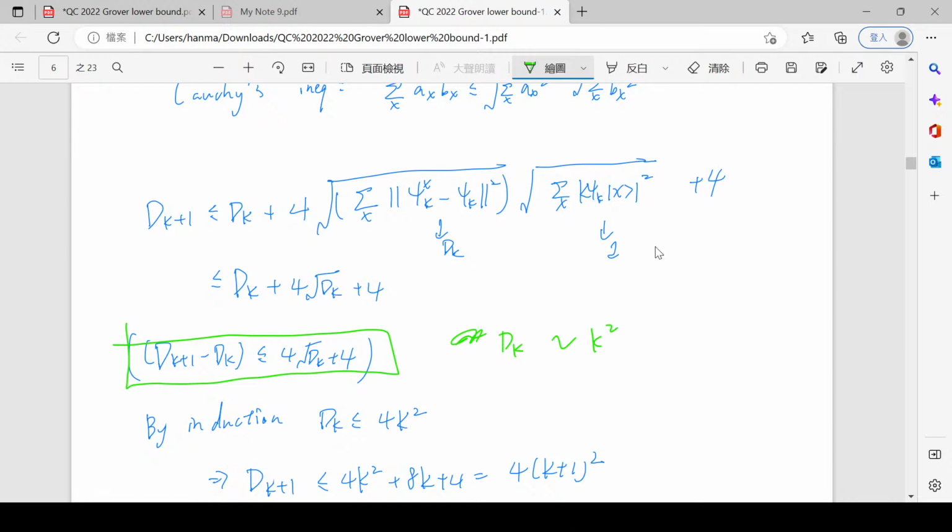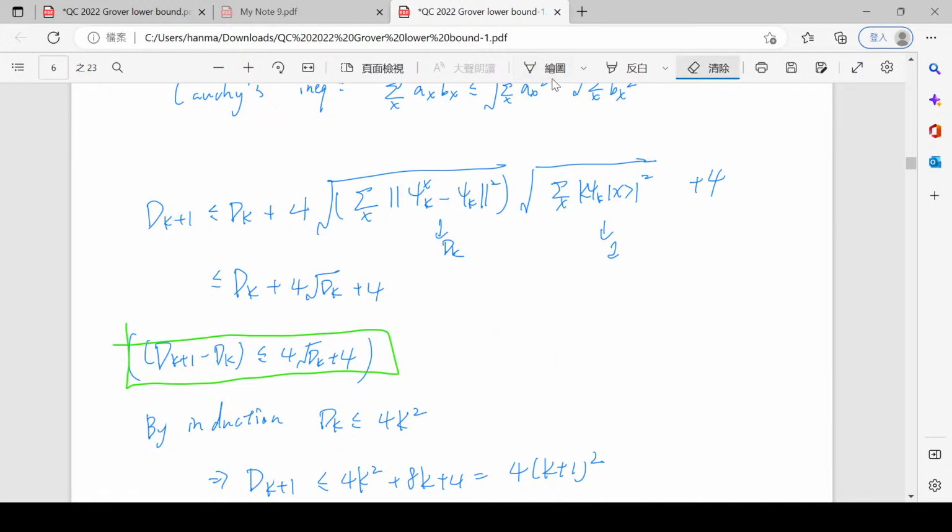Okay. We have basically done this calculation in the back of our minds. So we are already assuming D_k is bounded by order k squared, and we just prove this by finishing the induction. Okay.